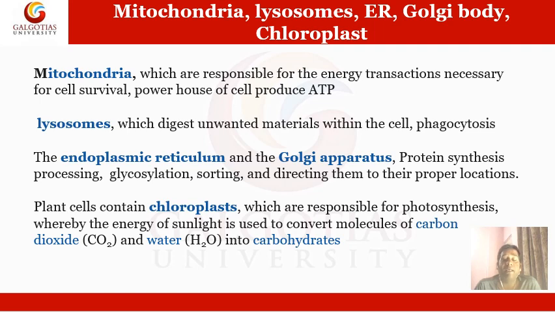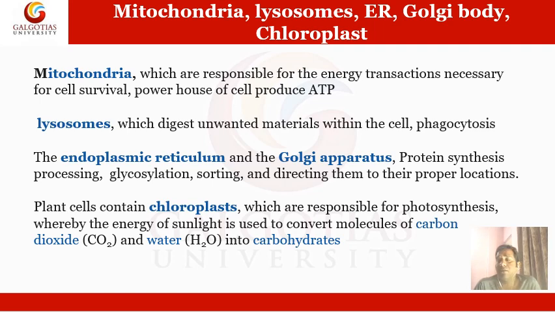Now another important cell organelle is the lysosome, where digestion of material takes place, and it is involved in a process where the remaining particles formed after digestion get out of the cell, by a process called phagocytosis. Now there are other important organelles that mainly deal with secretion, called the endoplasmic reticulum and Golgi apparatus. They mainly participate in protein synthesis, processing, glycosylation, sorting and directing them to a proper location.